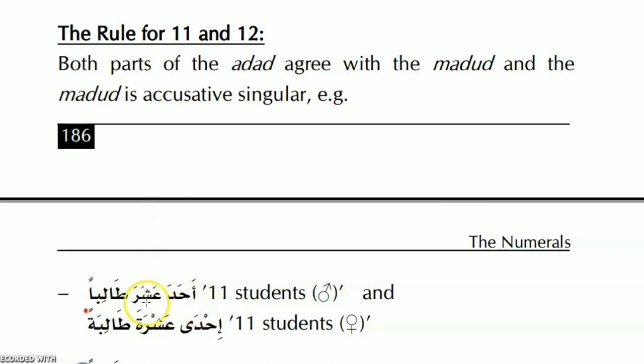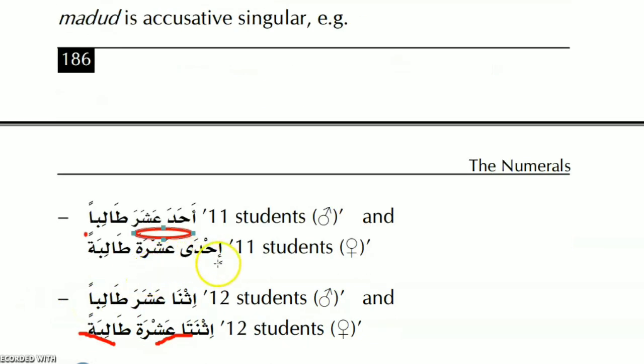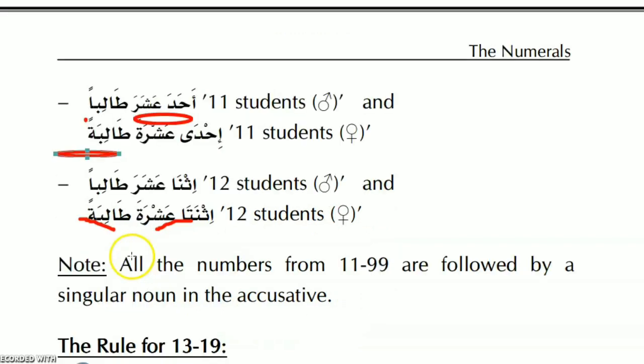For example, ahad ashara. See, taliban is a muzakkar. That's why it is necessary to bring ahad ashara according to the taliban. Okay, and that's why ihda ashara talibatan. What is it? It is muannas, so ihda ashara, both parts of the first adad, will be according to the madud. See, isna ashara, that is 11, muzakkar 11 and muannas 11.